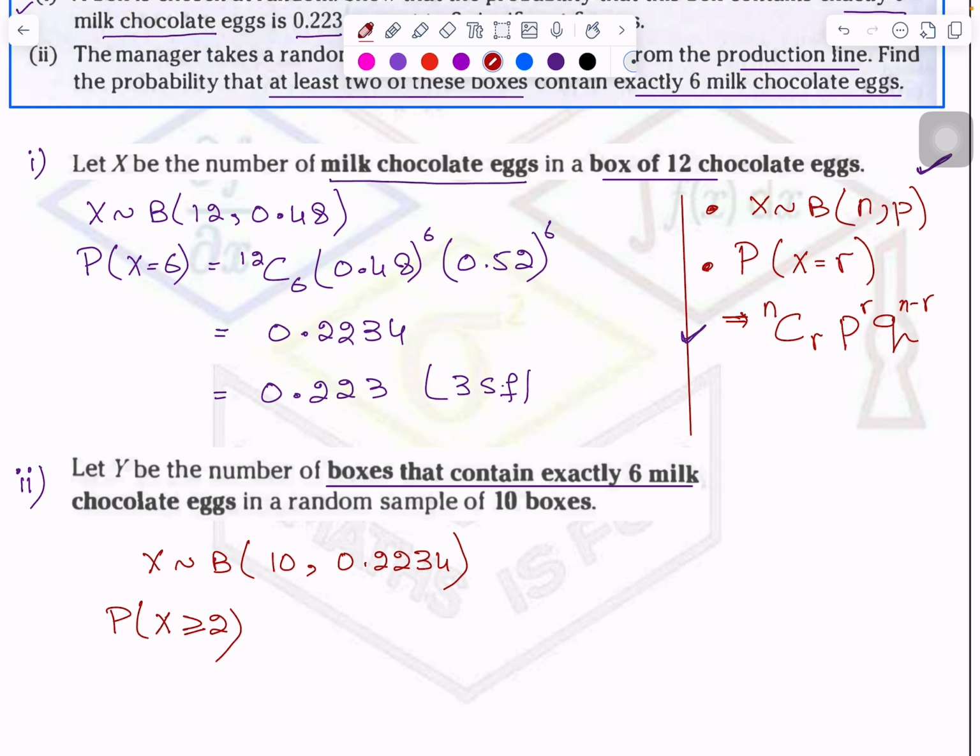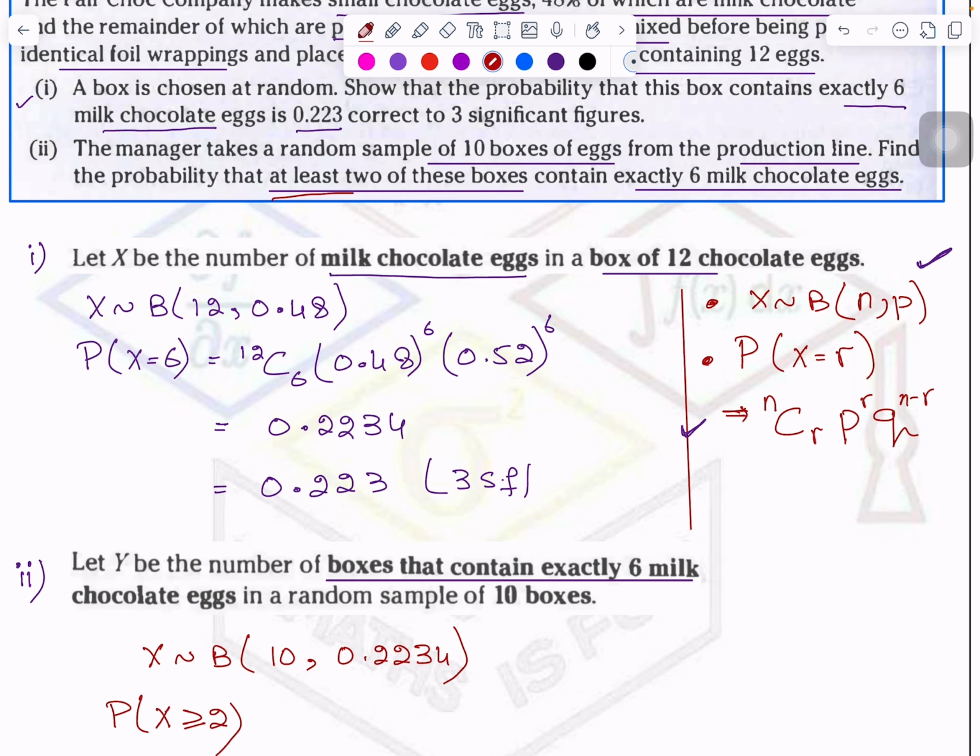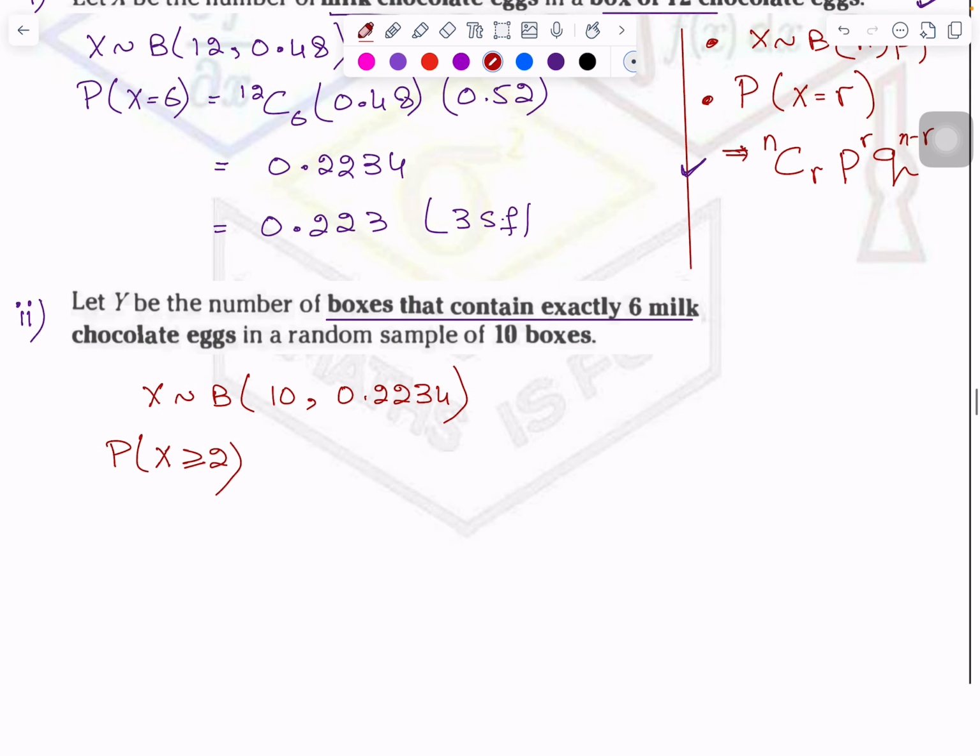This was the question here, you can see here. At least 2 of these boxes. So this I have to calculate. So now this is equivalent to, because you see, total are 10 boxes, I can solve it like this also. That is 2, 3, 4, up till 10. But it will be very time consuming, right? Not wrong, but time consuming.